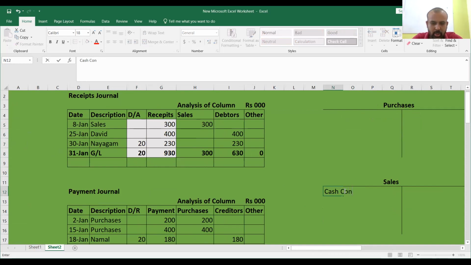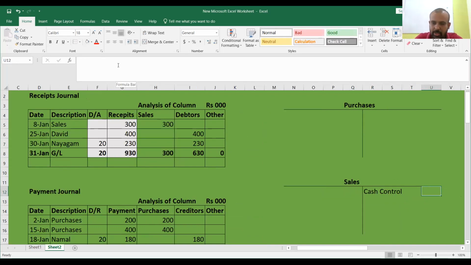Saying cash control. How much? It's 300. Double entry, cash control account debit, sorry, sales account credit. This must be credited to the sales account, saying cash control, rupees 300. Okay.